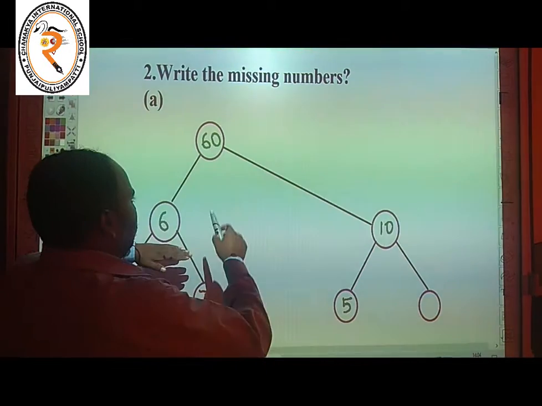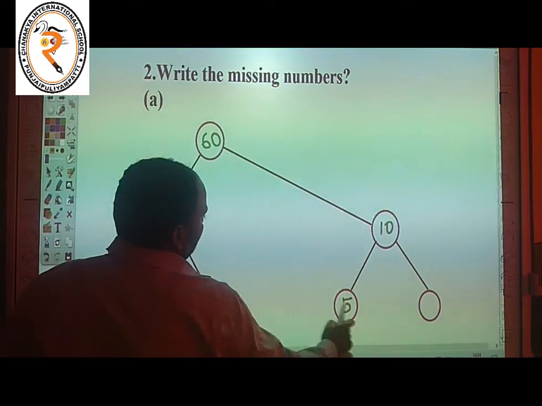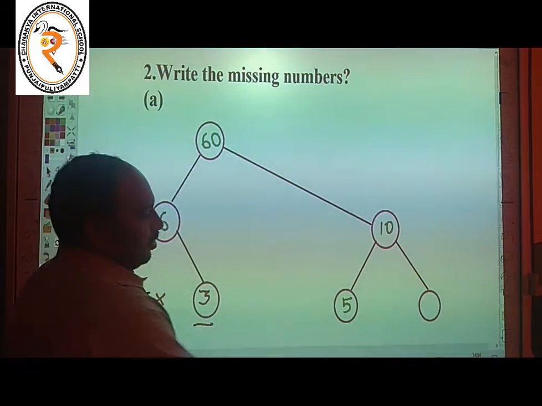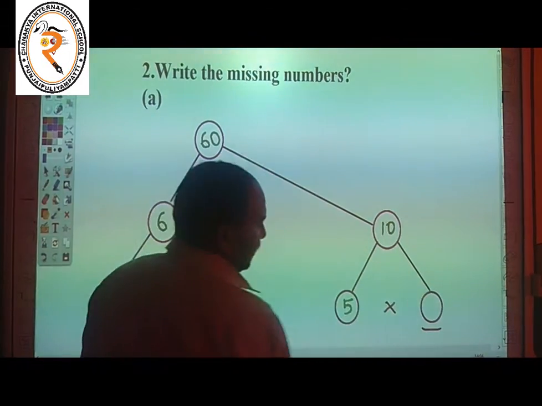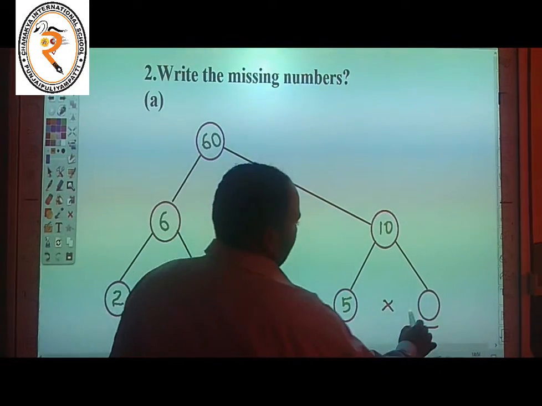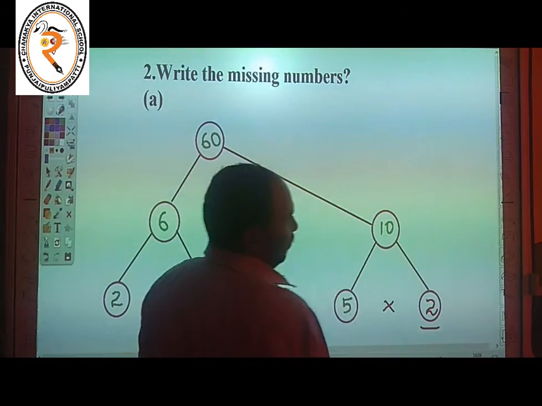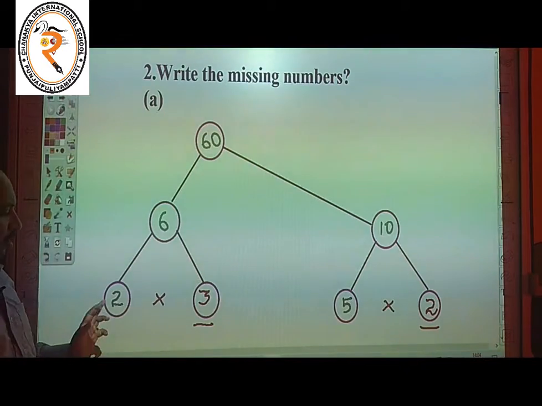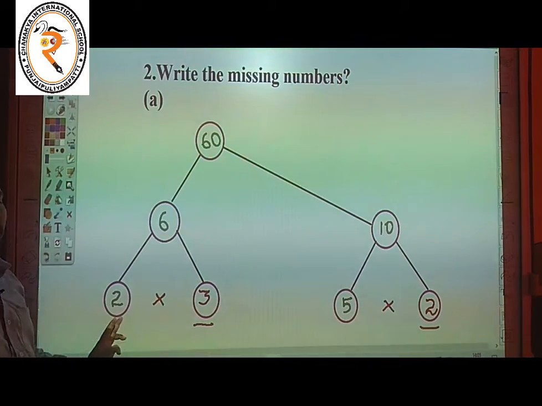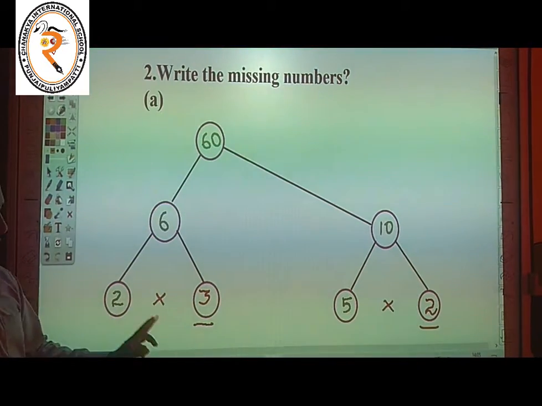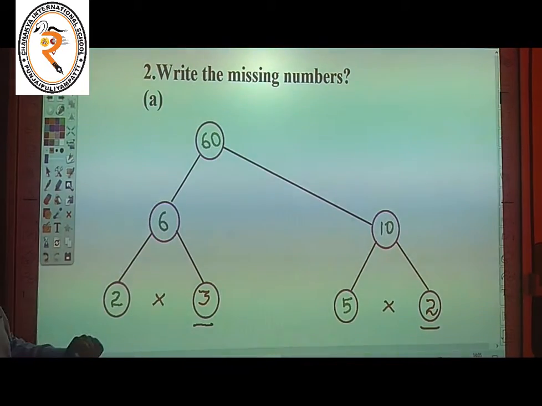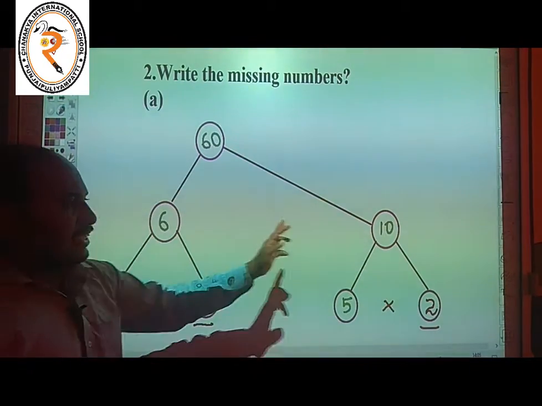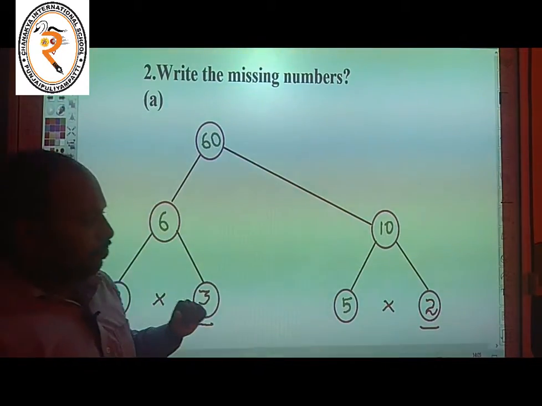Next we go to the second one. 5 into dash is equal to 10. 5 into 2, 5 twos are 10. Listen here. 2 is a prime number and 3 is also a prime number, so 2 into 3 is equal to 6. The next one, 6 into 10 is equal to 60.